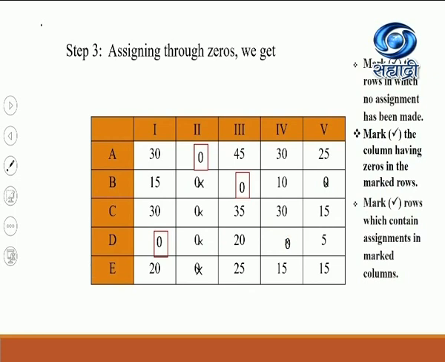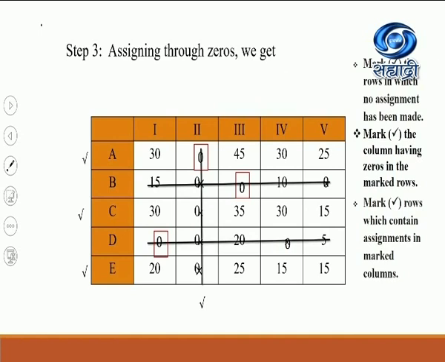Now mark the rows in which no assignment has been made. So put a tick mark over here, no assignment in E row. Then C row also there is no assignment, so put a tick mark. Then mark the column having zeros in the marked rows. So this is the column. Next is mark rows which contain assignment in marked columns. So we get this row, A row. Now you will put a line over here where there are no tick marks.